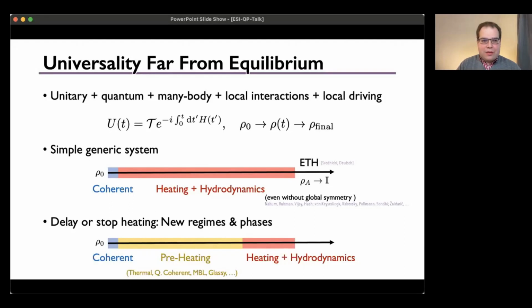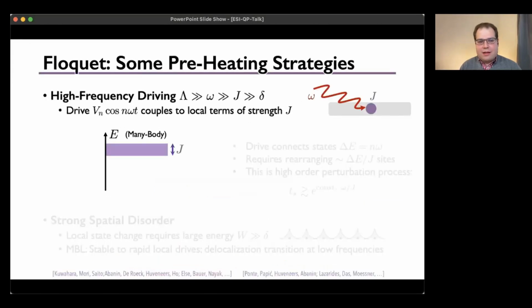With this set, I want to quickly review some of the ideas in Floquet driving, because quasi-periodically driven systems try to generalize many of the same notions. In Floquet driven systems, we've known for a couple of years that there are different strategies to realize such a preheating regime, and I'm going to focus on just two. One of them is high-frequency driving.